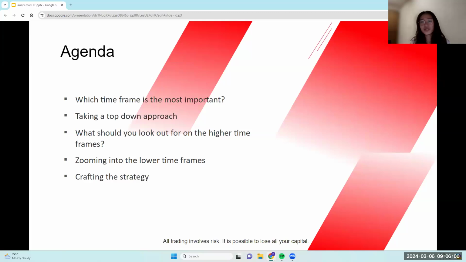So here's our agenda for today. We're gonna look at which time frame is the most important, how you can take a top-down approach, what you should look out for on the higher time frames, zooming into lower time frames, and then we'll look at how you can craft your strategy.